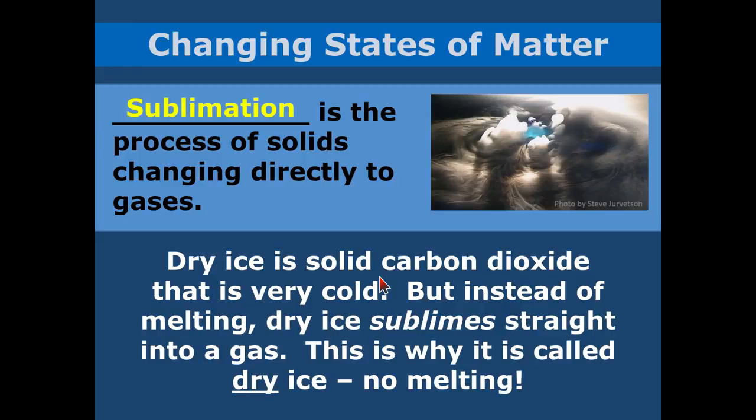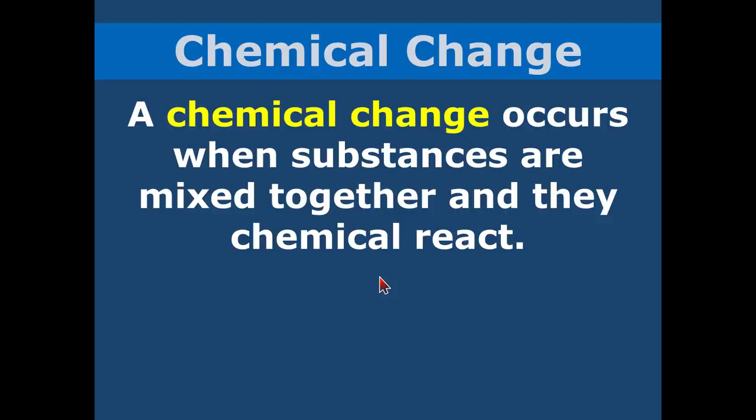Dry ice is a good example. It's solid carbon dioxide. It's very cold. When it turns into a gas, it's called subliming. Sublimation is the word, and that is a change of state of matter. We're not talking molecular change. So now that we understand all the physical changes, and you're going to have a lot of opportunities to look into those and differentiate the two, let's talk about chemical change.